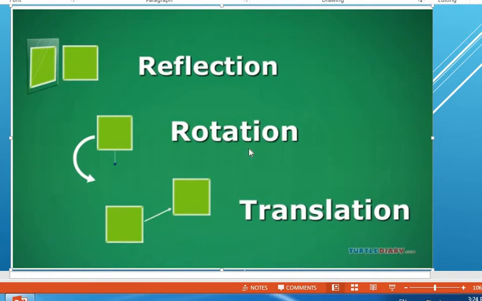I hope you're fine. Today we are going to talk about the transformation of shapes. I have three kinds of transformations: reflection, rotation, and translation.